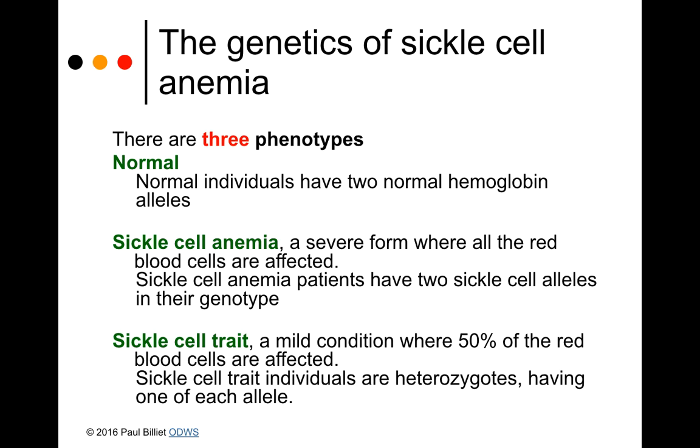Or you can be in a heterozygous condition with the sickle cell trait, which is a mild condition where 50% of the red blood cells are affected. Sickle cell trait individuals are heterozygous, and they have one of each allele.